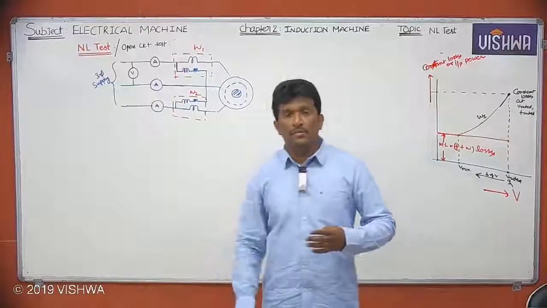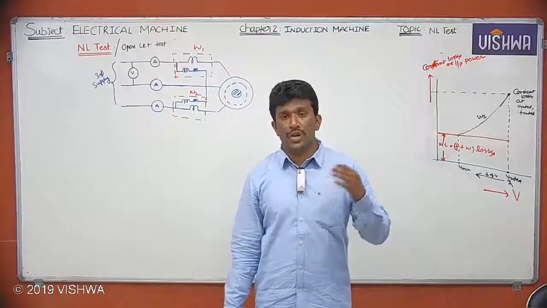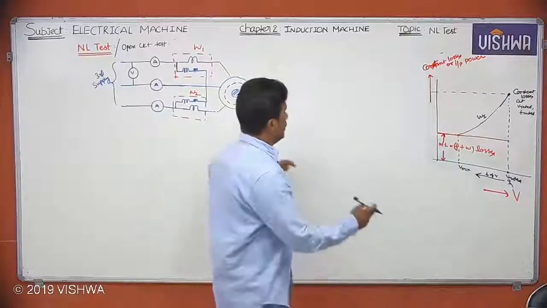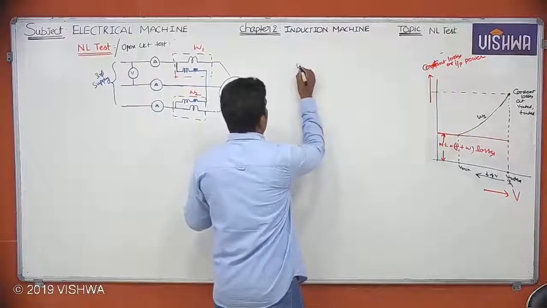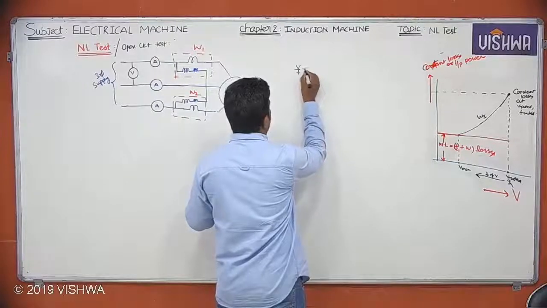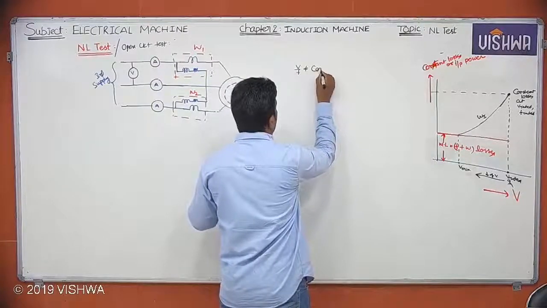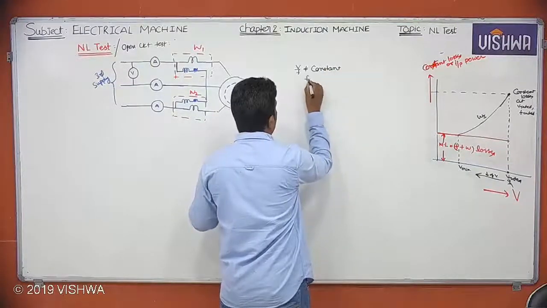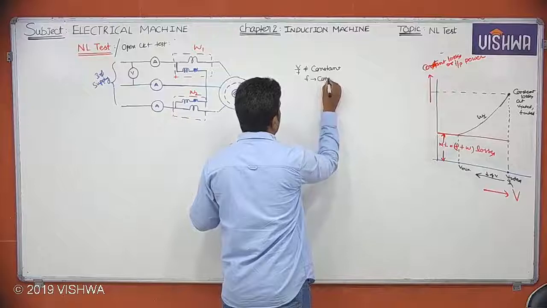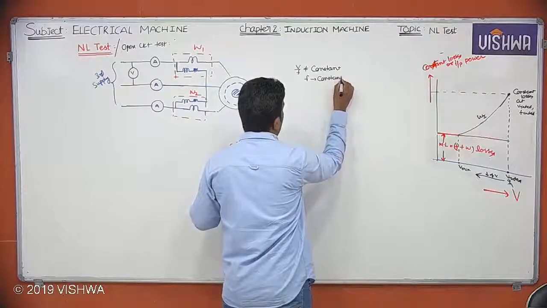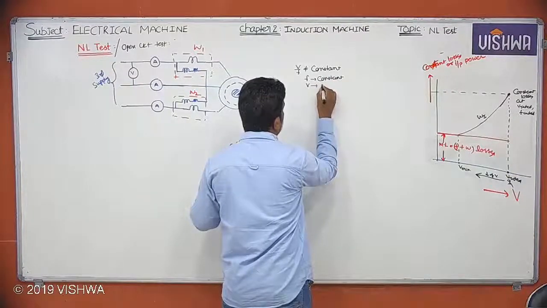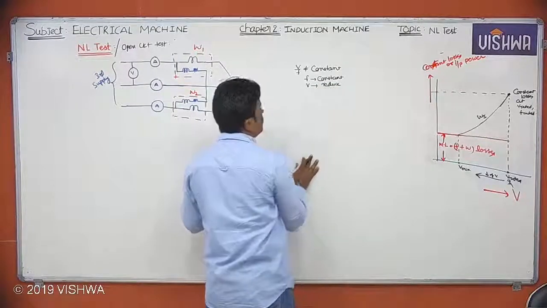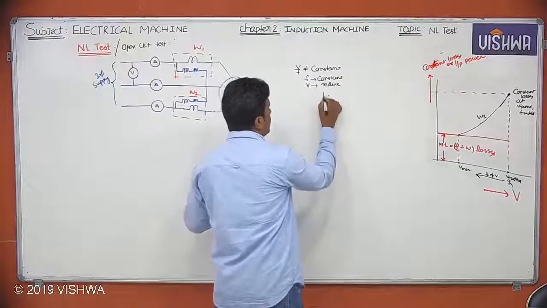For that, we maintained the V by F ratio not equal to constant. To observe clearly, we maintained frequency constant and we are changing voltage, that too reducing voltage. So at that time we got some relations.